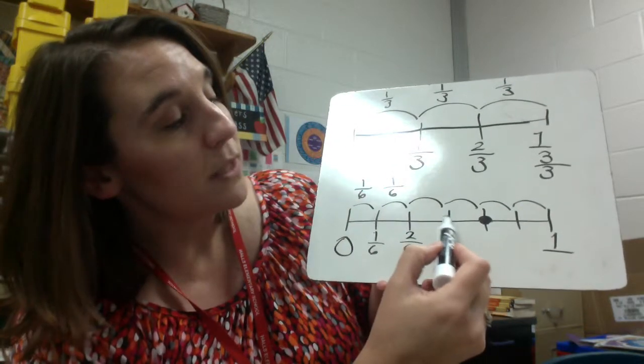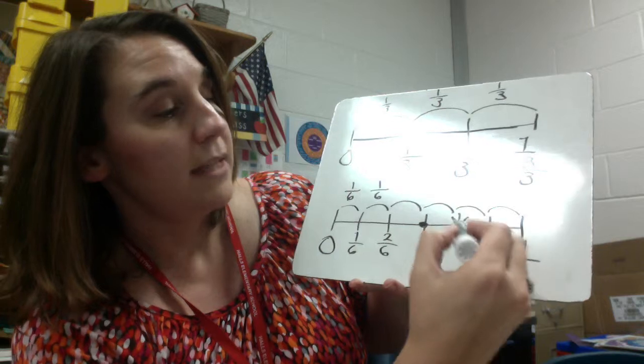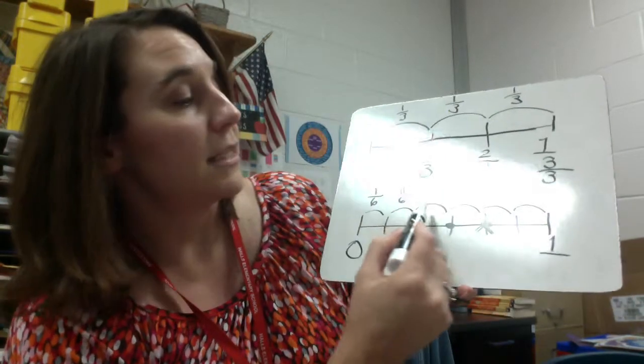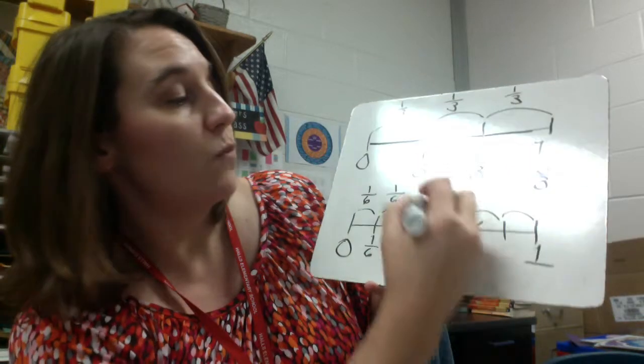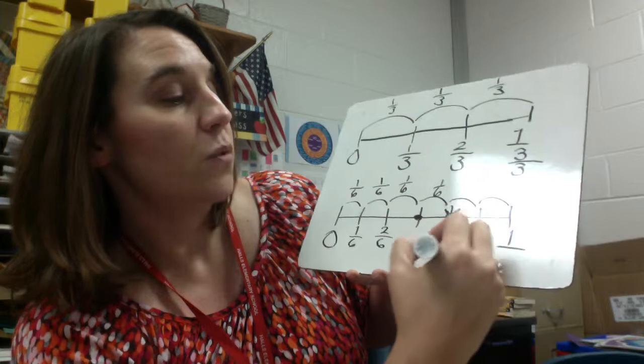So what's this one going to be? 3/6. And what's this? Our initial point that we wanted to find? That is 4 jumps of 1/6. So we know that that is 4/6.